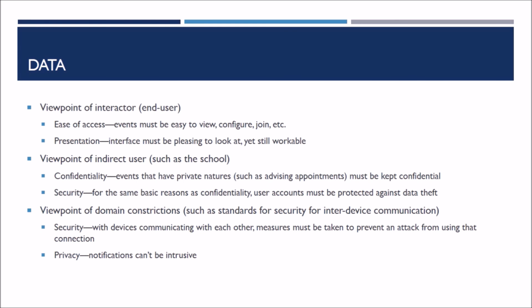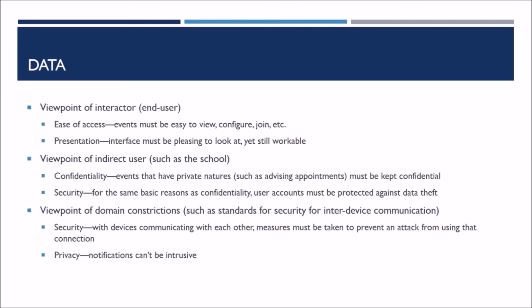Now, the viewpoints of the indirect user, such as, say, the school. The school has events that are private. There are only certain people invited to these events. There are also such things as advising appointments. They're confidential appointments between the student and the advisor, and they're private. I mean, it says in the slides here they have their private natures. So the indirect user wants confidentiality. That is one of the requirements for the indirect user.